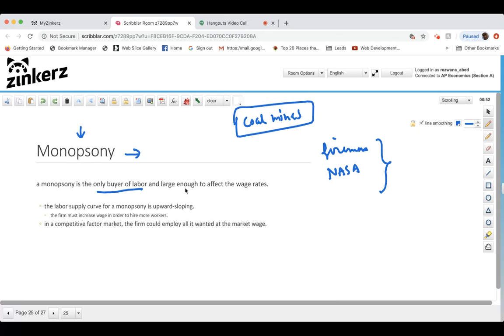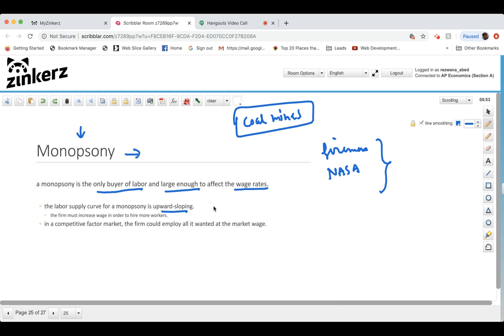Okay, so because the monopsony is the only buyer of labor, they're actually large enough to affect the wage rates. In perfectly competitive labor markets, we saw that firms were wage takers. They had no power to influence the wage rates. They had to take the wage rate as given. But the monopsony, just like with monopoly, is a wage maker or wage setter. They can set wages. And the labor supply curve for a monopsony is upward sloping, which means that if they want to hire more workers, they have to increase the wage.